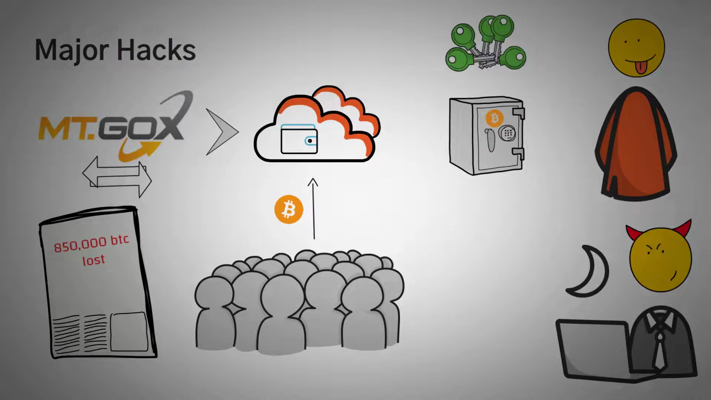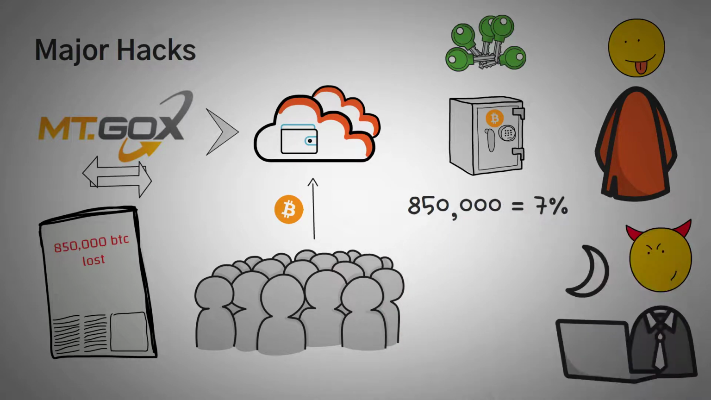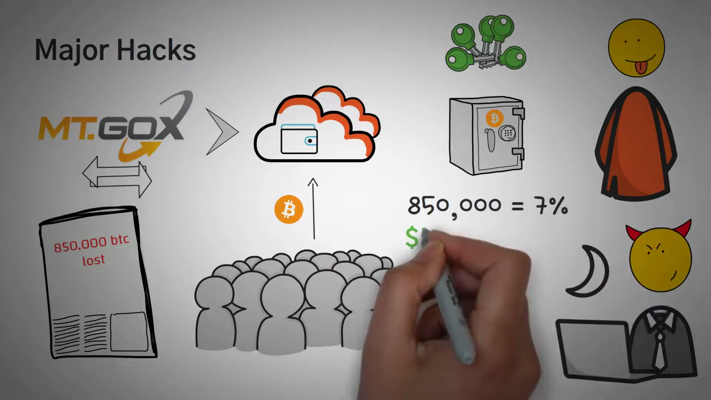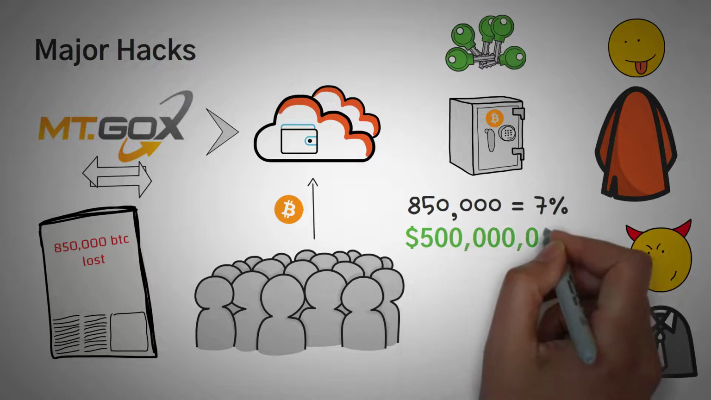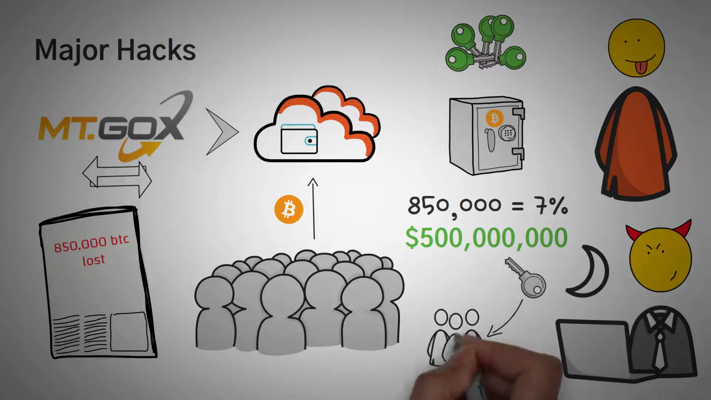To put this into perspective, 850,000 Bitcoins is literally 7% of all the Bitcoins out there. Roughly $500 million. I don't know about you, but I could do some damage with $500 million. This is why you do not want to share your private key with anyone else, including other companies.